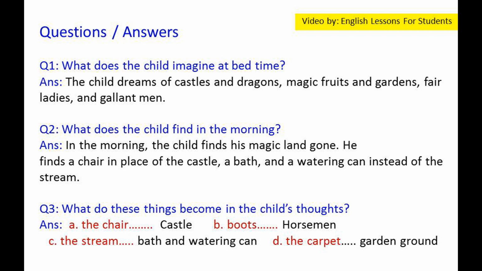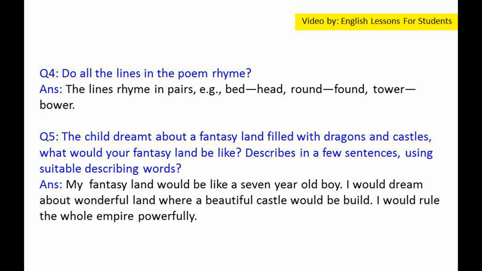3. What do these things become in the child's thoughts? A. The chair, B. boots, C. the stream, D. the carpet. Answer. A. Castle. B. Horseman. C. Bath and watering can. D. Garden ground. 4. Do all the lines in the poem rhyme? Answer. The lines rhyme in pairs, e.g., bed, head, round, found, tower, bower.